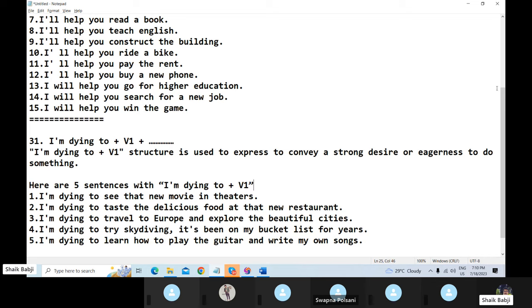Okay, now let's see. Actually with the structure we have to use the verb V1, so the verb must be in V1 with this structure. So what is the structure? I am dying to. Okay, let's see some of the examples. I am dying to see that new movie in theater.